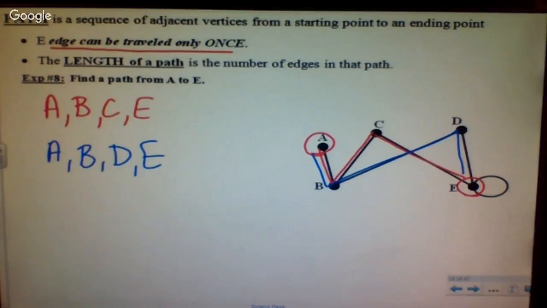That's okay. Okay. The last thing we need to talk about is the length of the path. The length of the path is how many edges you've crossed. So if you look at your picture, we've crossed 1, 2, 3 edges in each one of these.